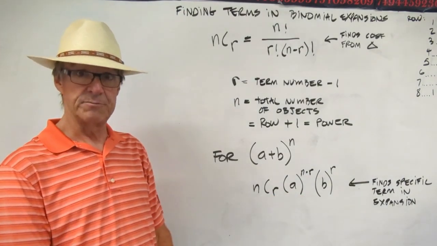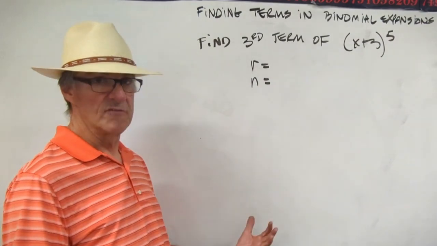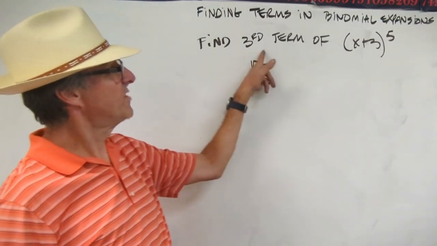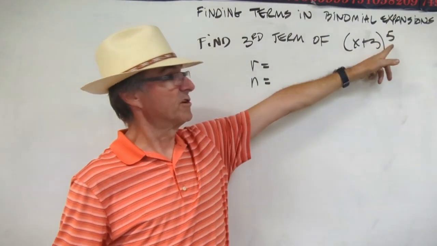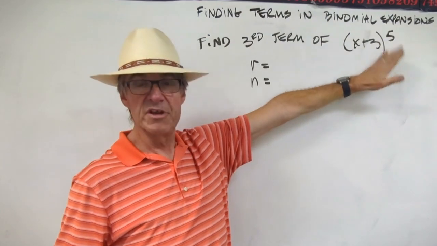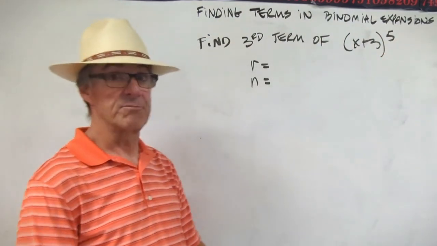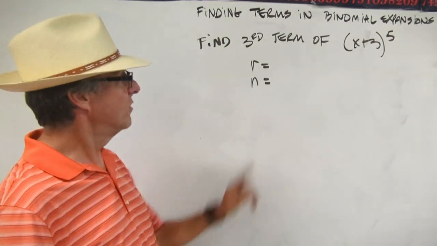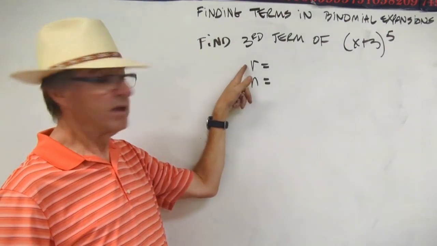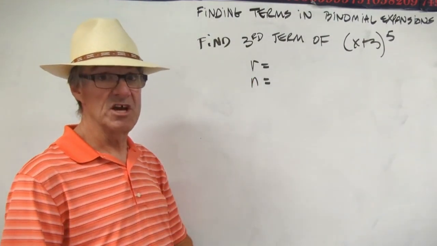So let's do an example. Okay, so let's use what we just went over to do the following. Find the 3rd term of (x + 3) to the 5th power. Okay, so we know you could do the whole expansion and then just figure out the 3rd term, but let's make that process a little shorter. So first step, find r and find n. So go ahead and pause the video and do that.